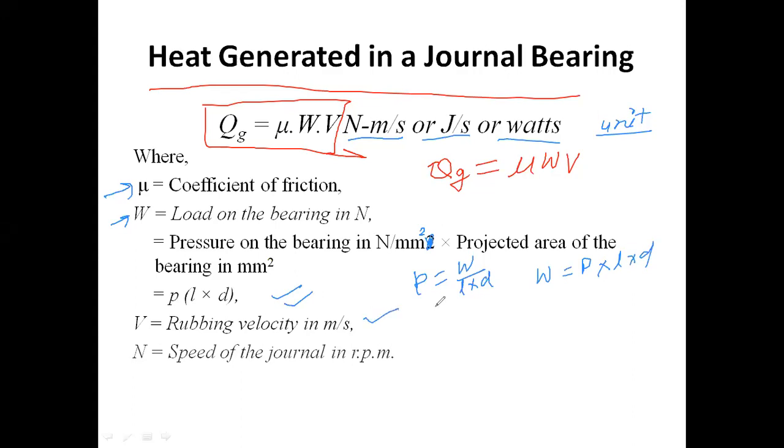Now, V is in meter per second. We can take V is equal to pi d n by 60, where n is the speed of the journal in RPM.